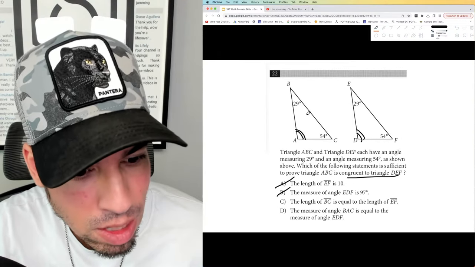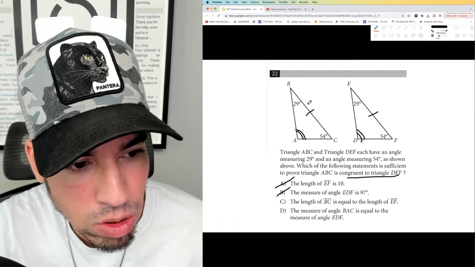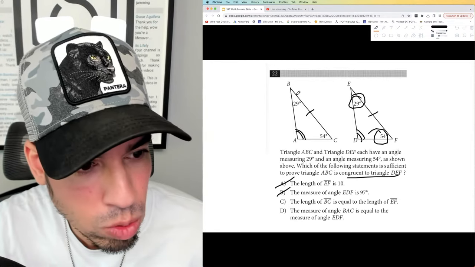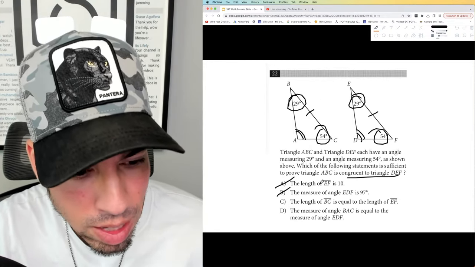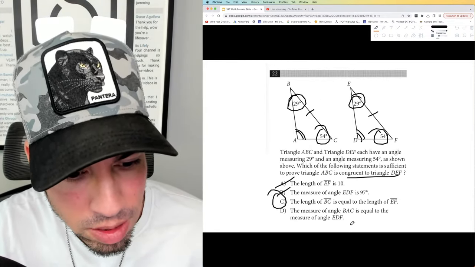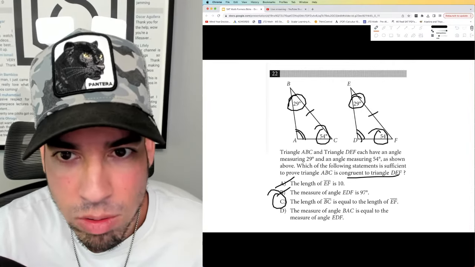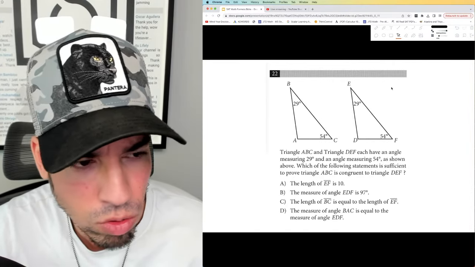The length of BC being equal to EF. There we go. That's beautiful. It's in between the two same angles. And if those two are equal, we've got angle, side, angle. And then the measure of BAC. Again, I don't care about a third angle. Three angles is not enough to prove congruence.